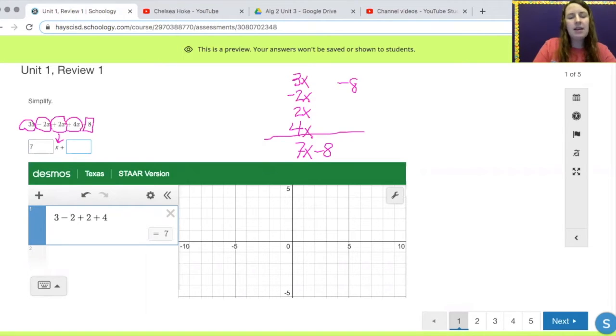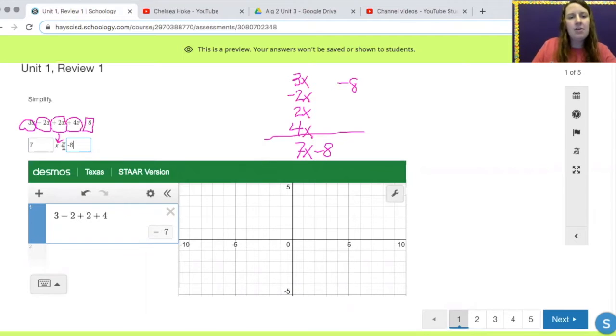Okay, the next box is going to have minus 8. And I know there's a plus sign in there. It doesn't matter if it says plus negative 8 or minus 8. Mathematically, those are exactly the same thing. So 7x minus 8 on this first question.